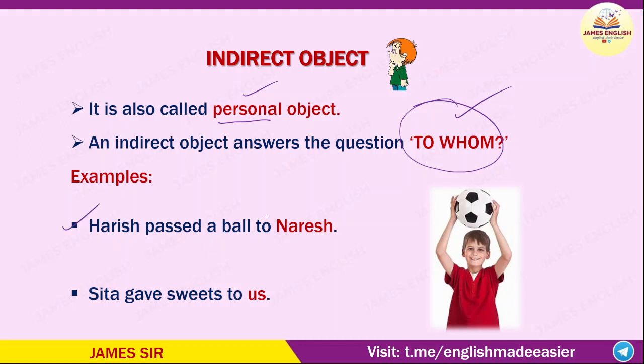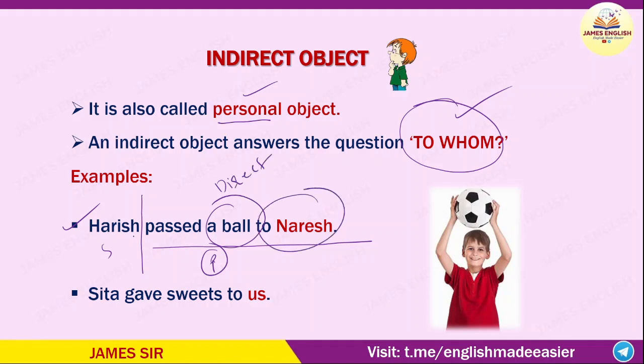Harish passed a ball to Naresh. What is the subject here? Harish. What is the predicate here? Passed a ball is called the predicate. What is the direct object here? Ball. Ball becomes a direct object. Then what is the indirect object? To whom did Harish pass? To Naresh. So this becomes a personal object or indirect object.